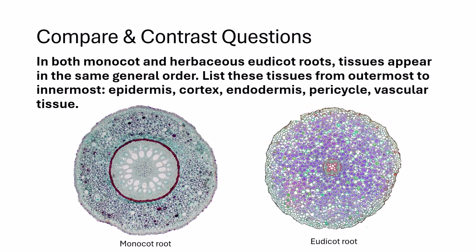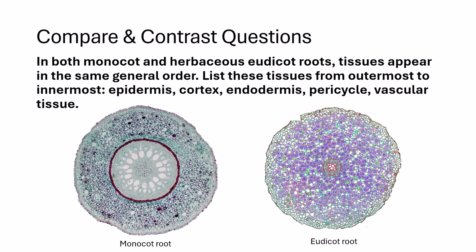Next, focus on the overall organization of tissues in both roots. Using both images, list the tissues from the outside of the root to the inside in this order: epidermis, cortex, endodermis, pericycle, and vascular tissue. Pay attention to whether both root types follow the same general sequence, even though the vascular tissues are arranged differently in the center.